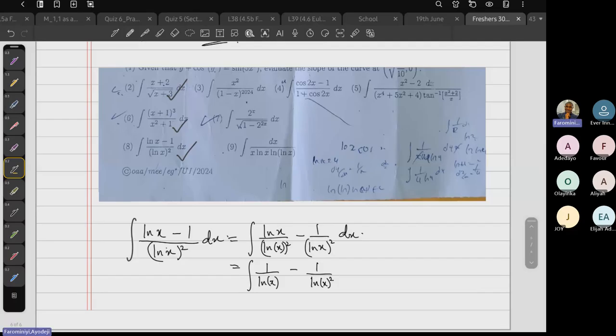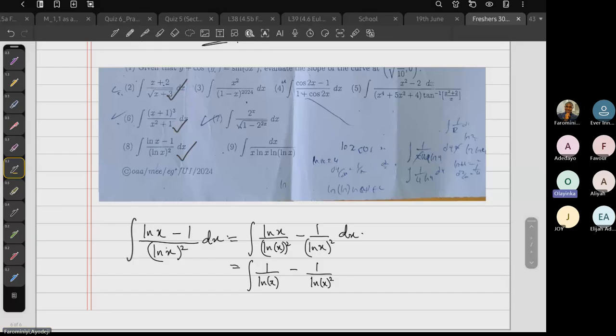This is strange. Let me think about it. I don't want to waste time on the call while we are thinking about it. So 1 over natural log of x. So if we have something like this, how do we go about it?